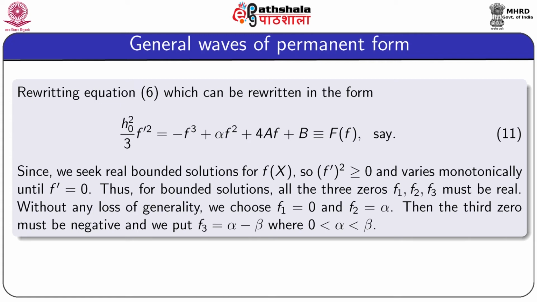Since we are thinking about the real solution, these 3 roots must be real, and we are also interested in finding, as I have already told, the oscillatory solution which oscillates between 0 and alpha. So, without any loss of generality, we choose f1 as 0 and f2 as alpha, and the third root must be a negative number. So, we put f3 equals alpha minus beta, which is a negative number. So, 0 less than alpha less than beta.